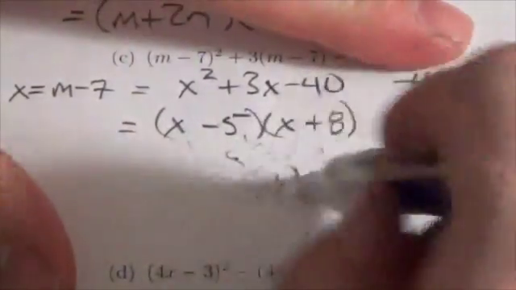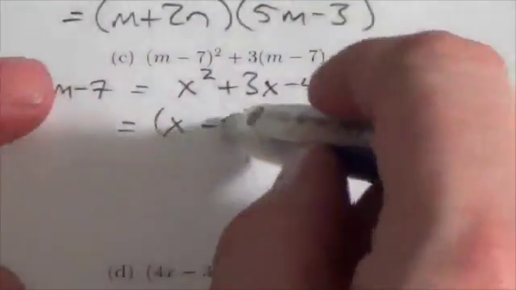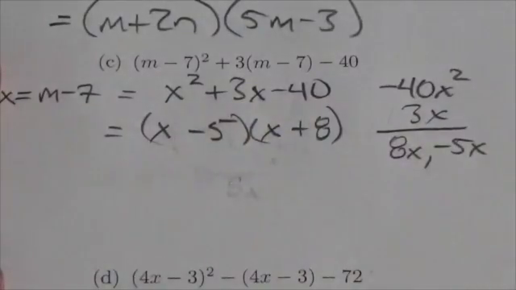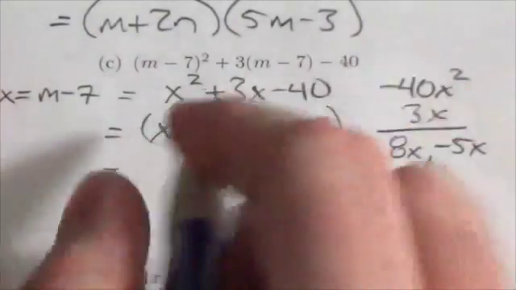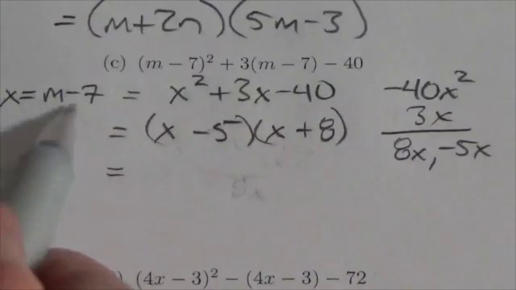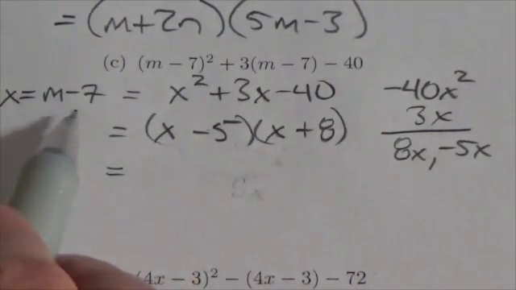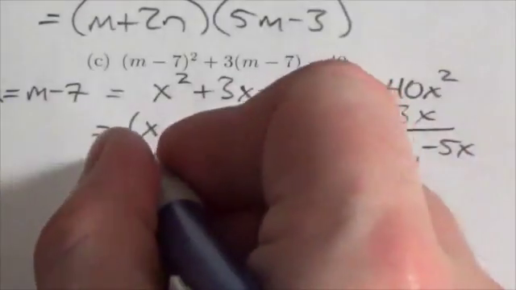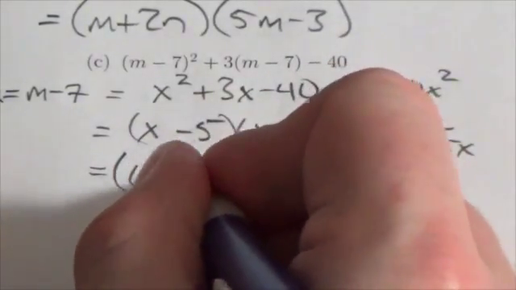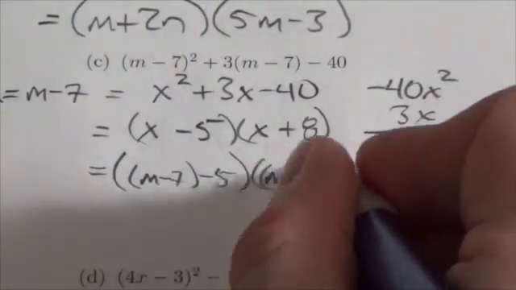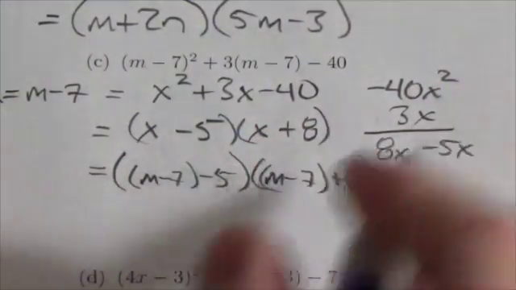Now, I've got to erase this. In the past, that would have been it. I would have been done. But the thing is, there was no x in the original expression. Instead of the x, what I had was m - 7. So now what I've got to do is replace x with m - 7. But I'm going to do it in brackets here. This is going to be (m - 7) - 5. (m - 7), again in brackets, plus 8.